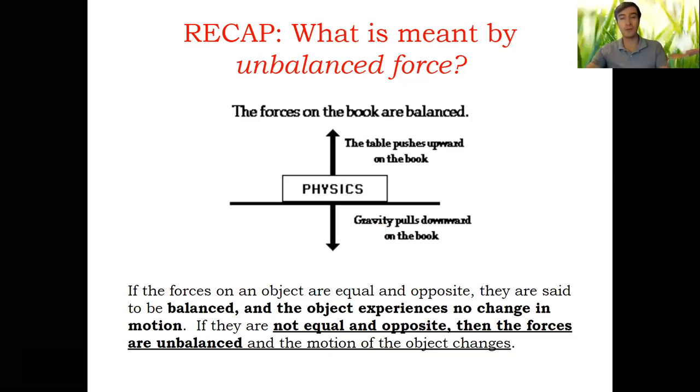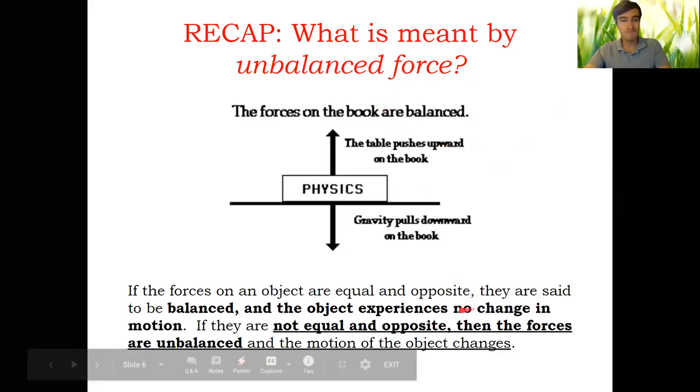It's like if you have two people on either side of a tug of war and they both are pulling the rope exactly equally apart from each other, that rope isn't going to move one way or the other. It's going to stay exactly in the middle. So that's what we mean by balanced forces. We have equal forces in both directions.